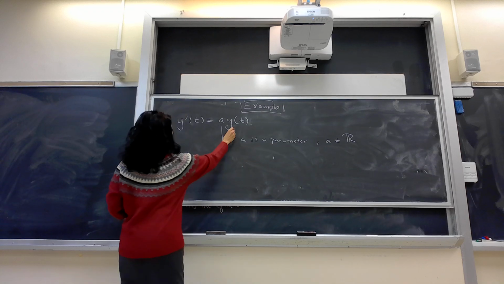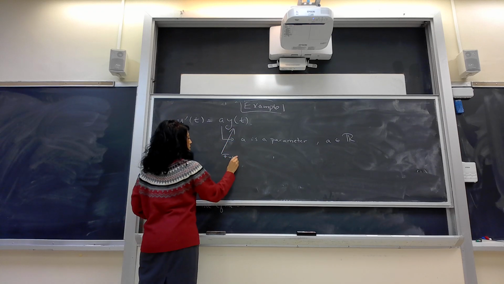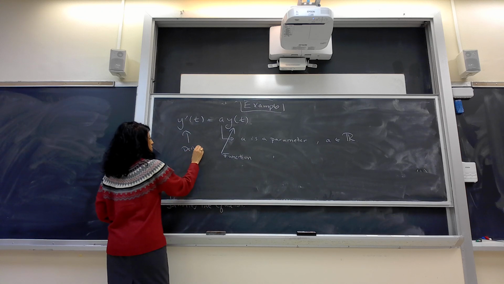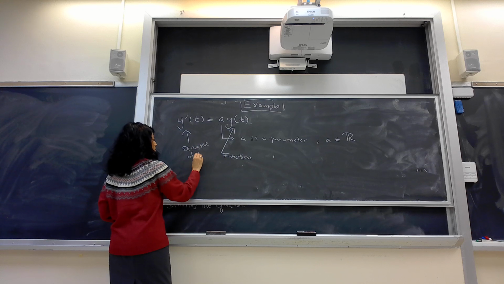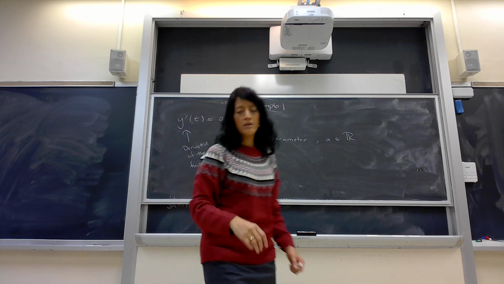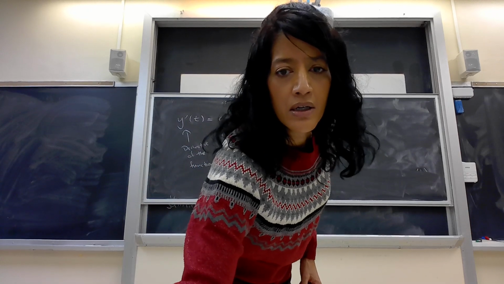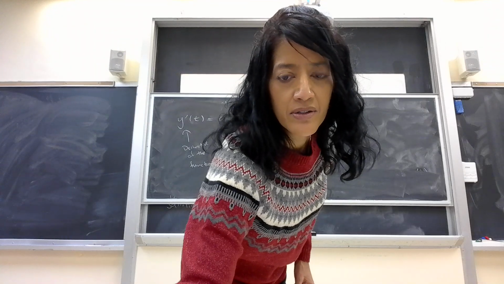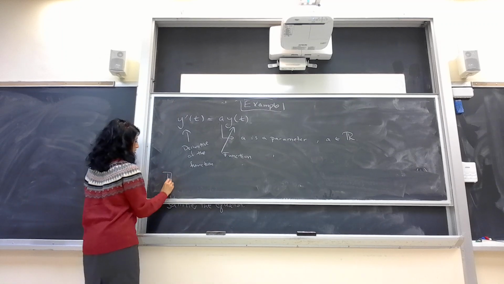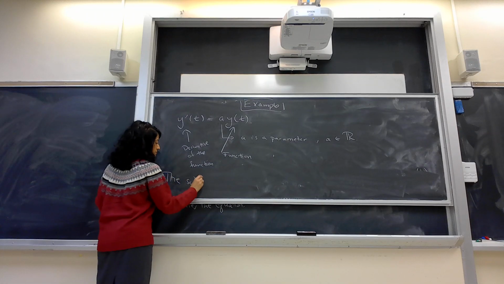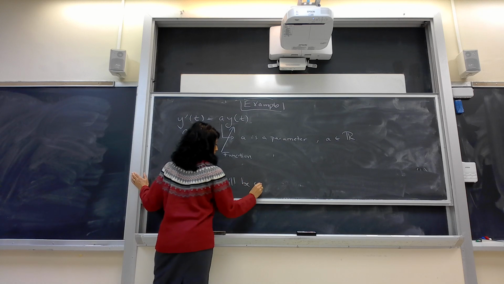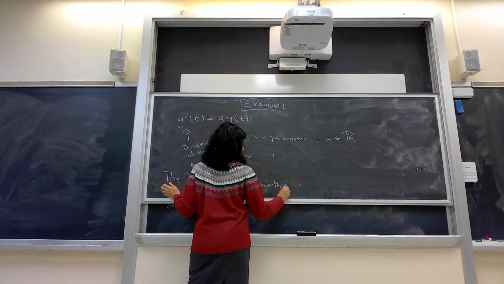So what do I got here? Here's my function. Here's my derivative of the function. It's on the left-hand side. And the solution is going to be something that satisfies this equation. I say solution because there's a family of solutions.